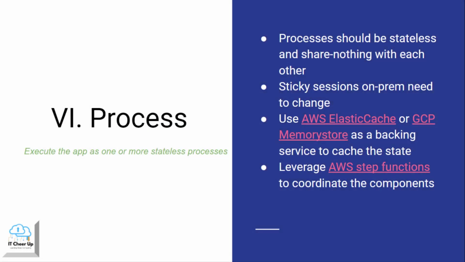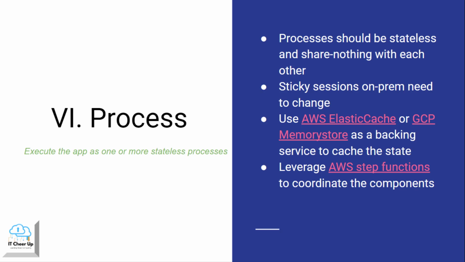Number 6. Process. 12-factor processes are stateless and share nothing with each other. Any data that needs to persist must be stored in a stateful backend service, typically a database. If the application has sticky sessions on-prem, then you need to change the way you handle the persistent data in the cloud.